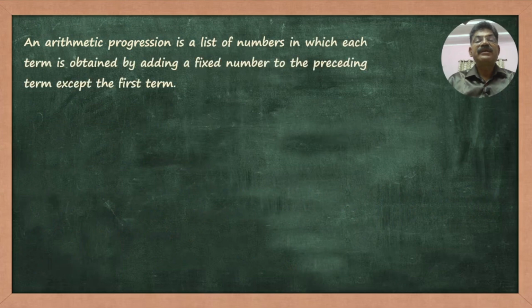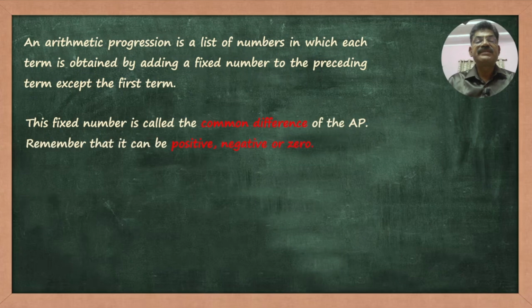An arithmetic progression is a list of numbers in which each term is obtained by adding a fixed number to the preceding term except the first term. The fixed number is called the common difference of the arithmetic progression. Remember that it can be positive or negative or even zero.